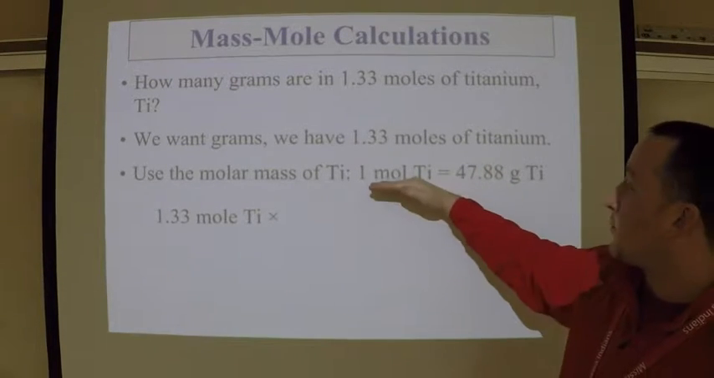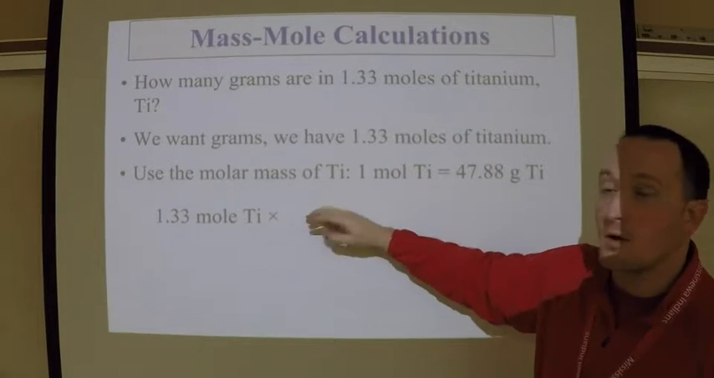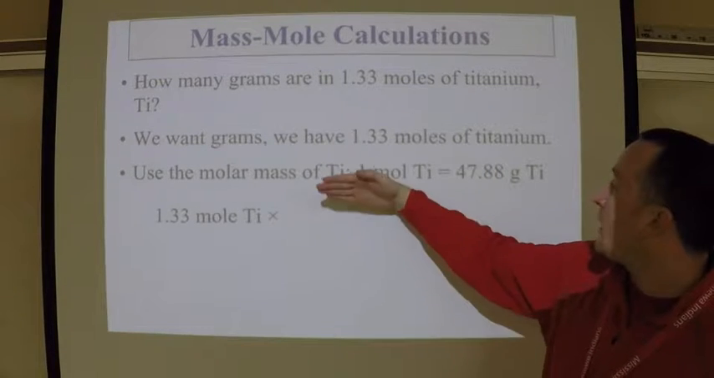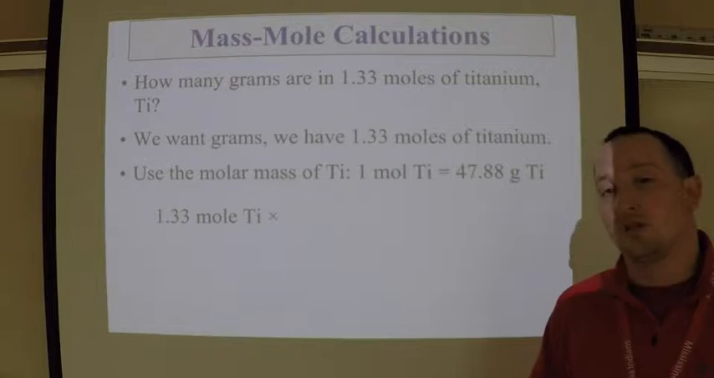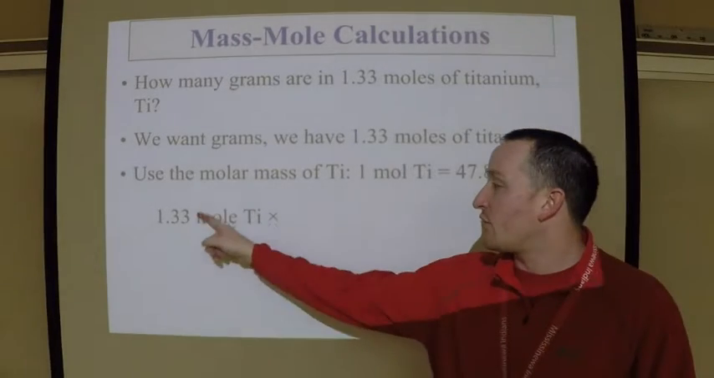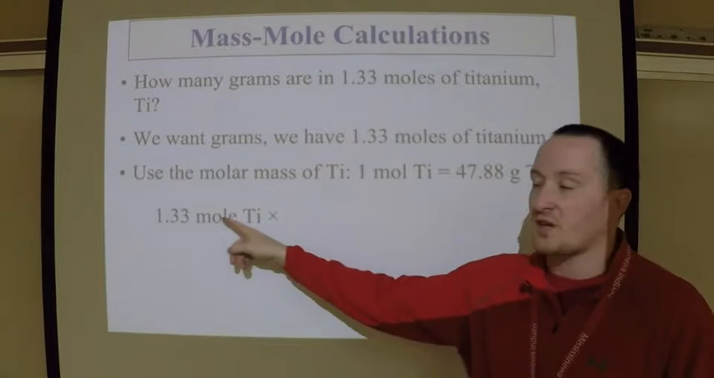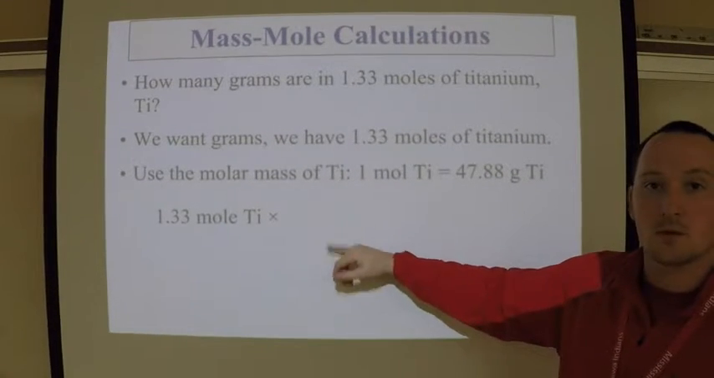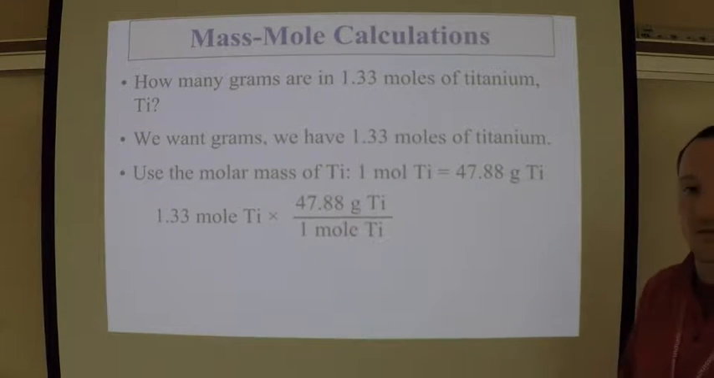Okay? We can either put 1 mole of titanium on top and our 47.8 grams on the bottom, or we can reverse those and put our 1 mole on the bottom and our 47.88 grams on the top. Remember, how we decide what to do is whatever this unit is, that's what we're going to put on the bottom. So this is moles of titanium here, which means I need to put 1 mole of titanium on the bottom here. So I'm going to set that up, and I'd write it out something like this.